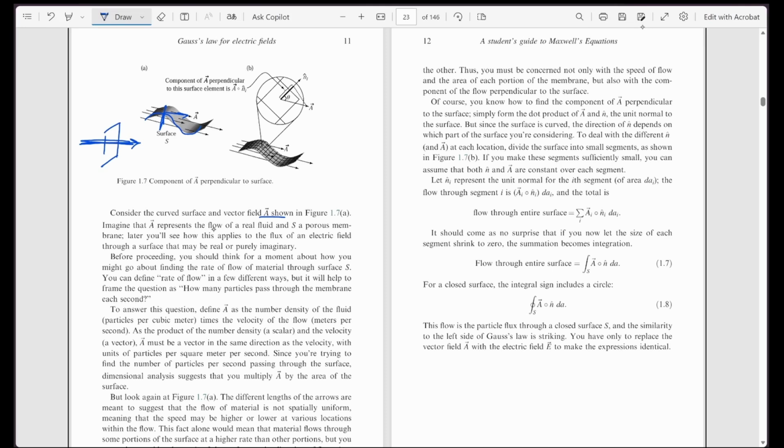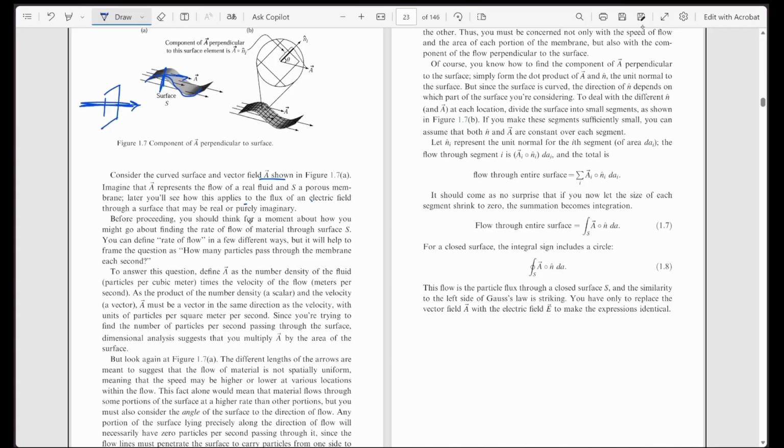Imagine that A represents the flow of a real fluid and S is a porous membrane. Later, you'll see that this applies to the flux of an electric field through a surface that may be real or purely imaginary. Before proceeding, you should think for a moment about how you might go about finding the rate of flow of material through surface S. You can define the rate of flow in a few different ways, but it will help to frame the question as how many particles pass the membrane each second.